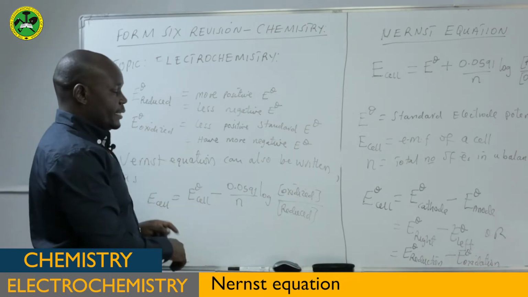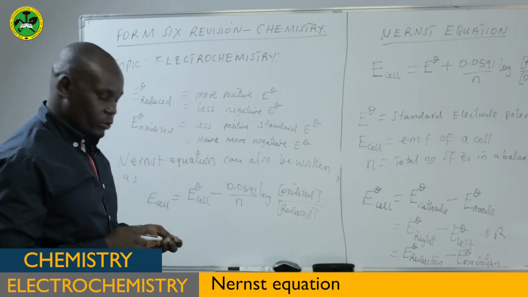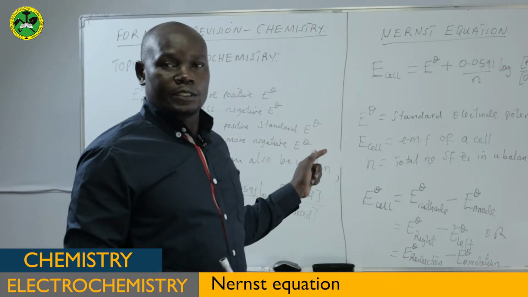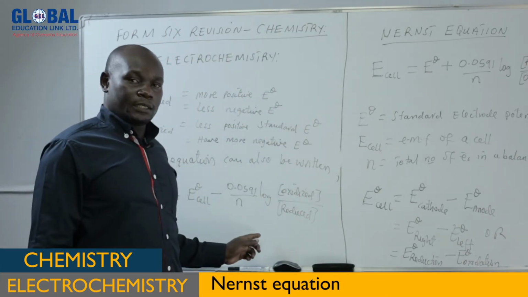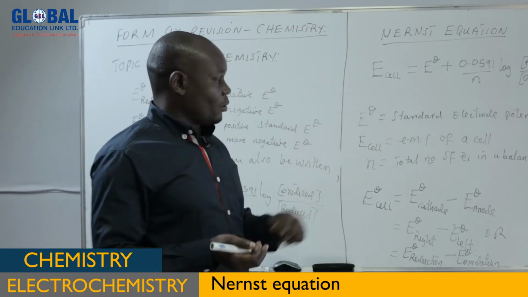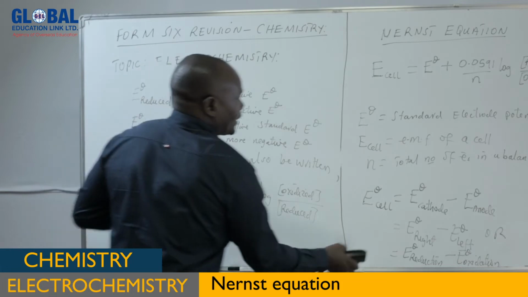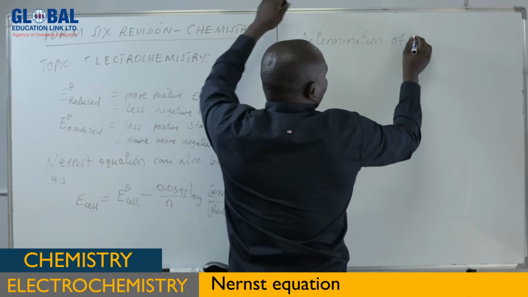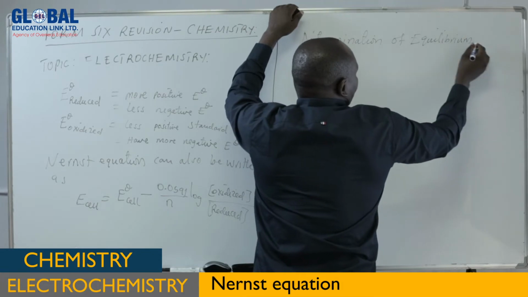Now, how to use it, we are going to look at some simple questions concerned with this. But before that, let us see how you can determine the equilibrium constant of a redox reaction, because in electrochemistry we are dealing with redox reactions. If we are dealing with a redox reaction, that means you can have the equilibrium constant. So how do you determine the equilibrium constant in that kind of cell? Let us consider the equilibrium constant.